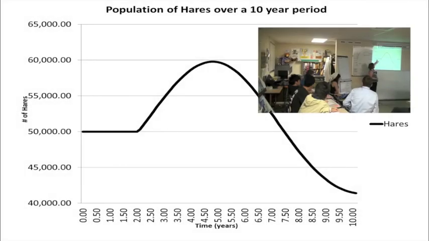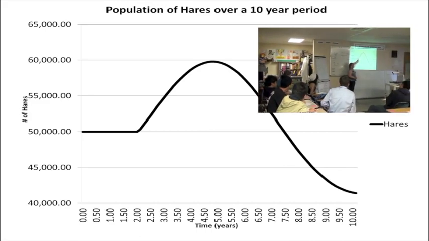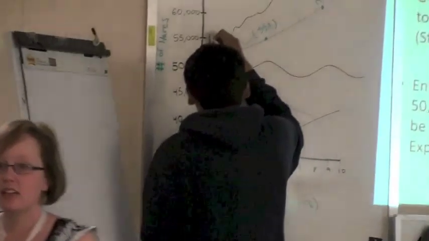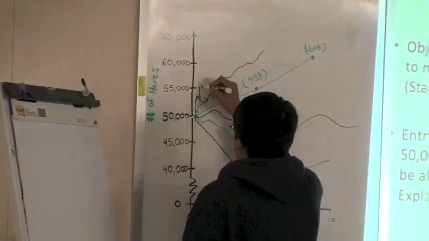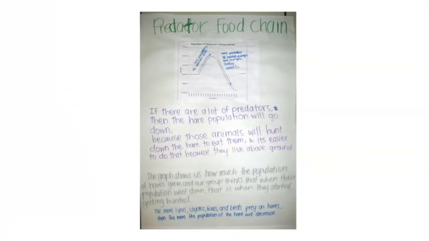On the first day of class, Bethany posed a question about the population of hares in a northern forest ecosystem. Students made predictions, and then after reading some basic information about this species, created hypotheses for the up-down pattern they observed in the graph.